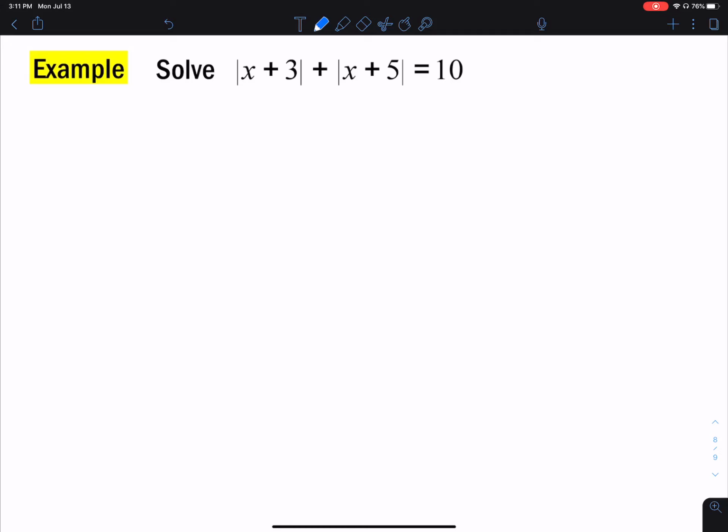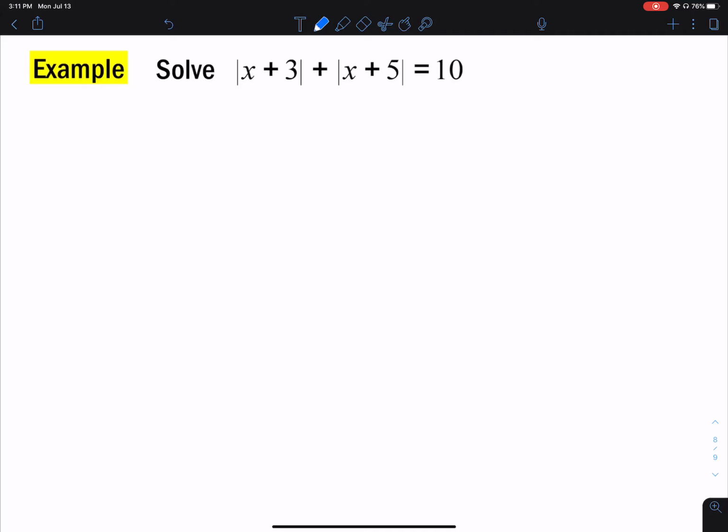Hey guys, this is the second example for lesson 1.1. And in this example, you're going to see that we have the sum of two absolute values equal to a constant 10. And it's a little bit more complicated than it was in the first example, when we just had an absolute value equal to an absolute value.